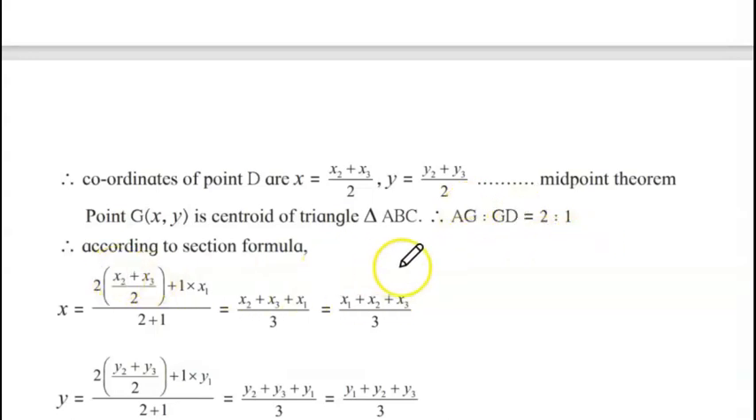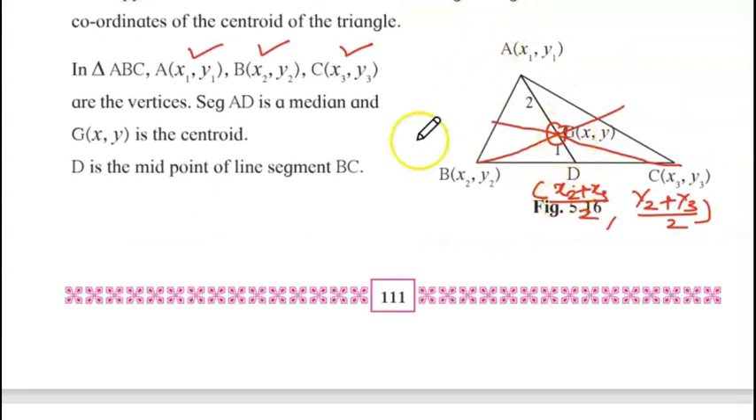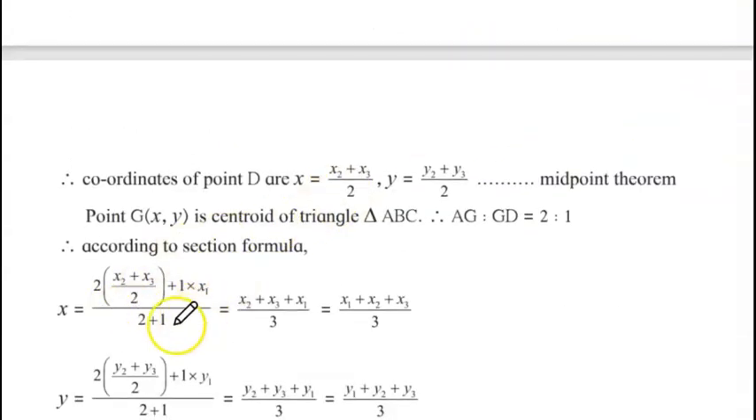Therefore according to the section formula, we will multiply (x2 + x3)/2 by 2 and multiply x1 by 1. Then this 2 will get cancelled, and in the denominator 2 + 1. Here you will get x2 + x3 + x1, which means (x1 + x2 + x3)/3. Therefore the x coordinate of G is (x1 + x2 + x3)/3.